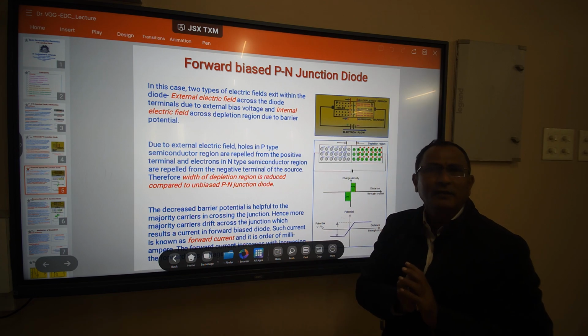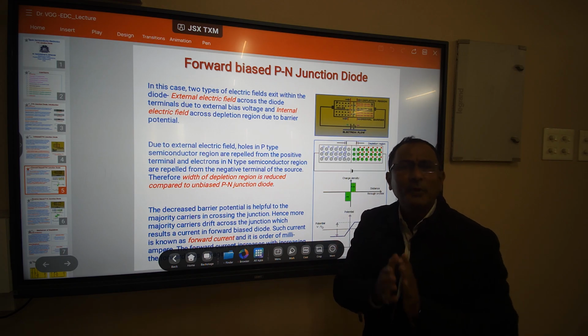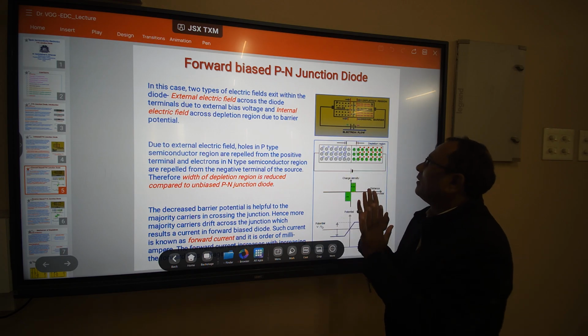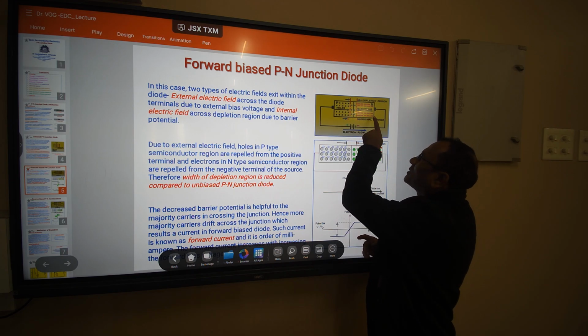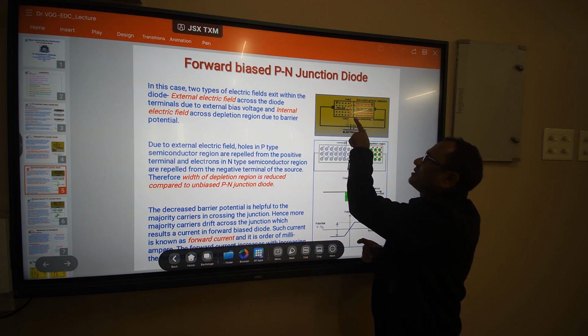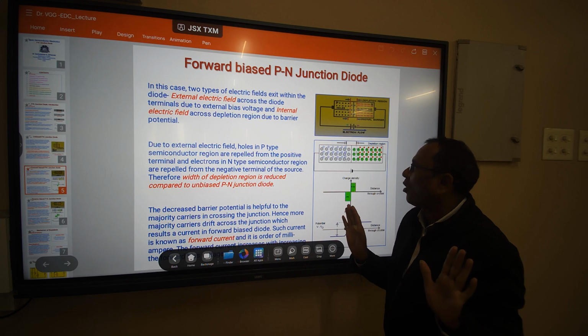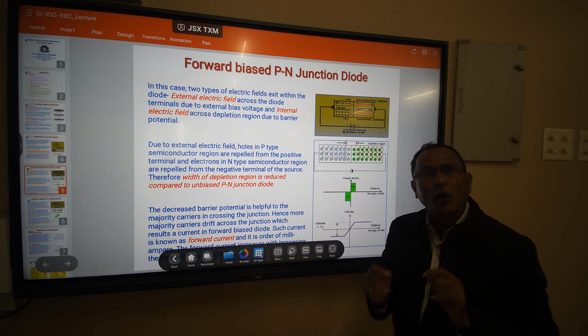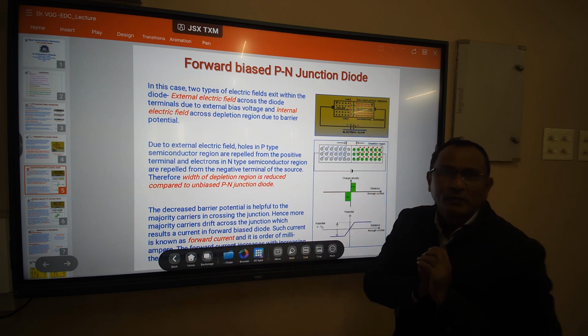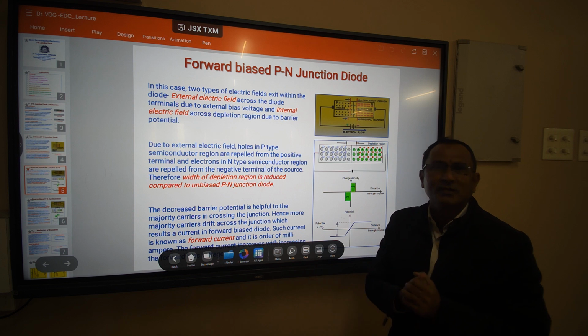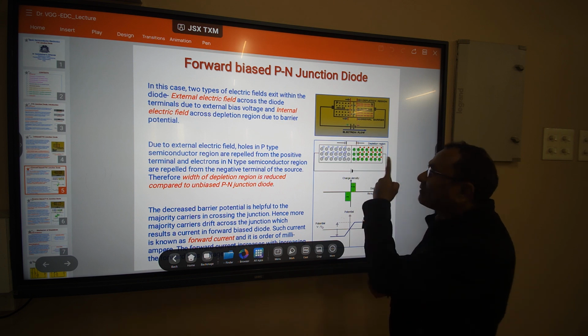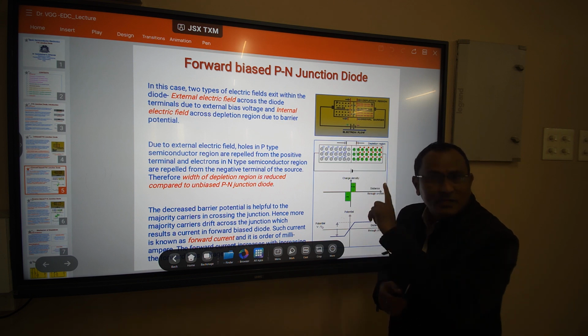Depletion means what? Depletion means barrier. Because of this barrier, further recombination is not possible at all. And now, if we want to use this particular diode in electronic applications, we will have to start this device.